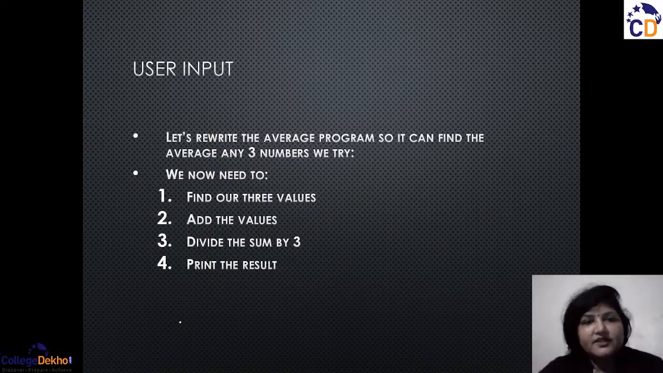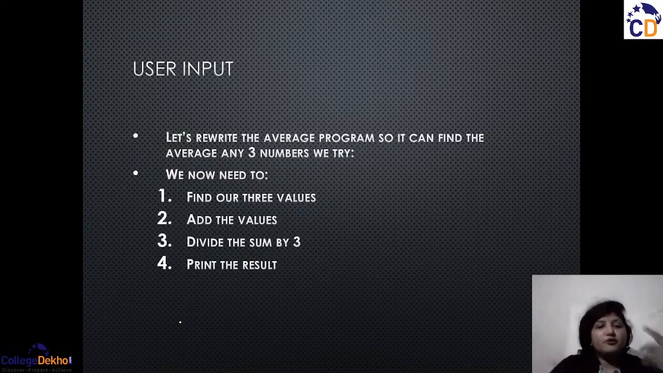User input. Let us see the user input. What is that? How to write the user input? Let's rewrite the average program so that it can find the average of any three numbers. We try it. Find our three values, right? Add the values. Divide the sum by 3. Print the result. So you may have a number of programs. This is just an example.